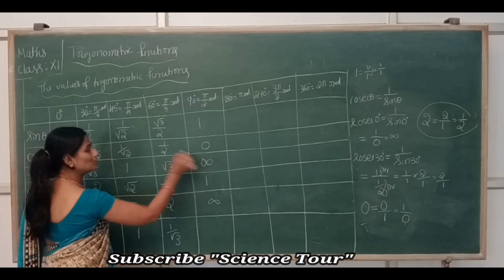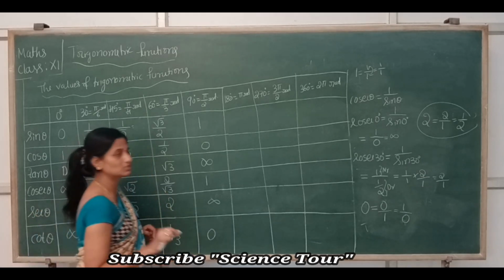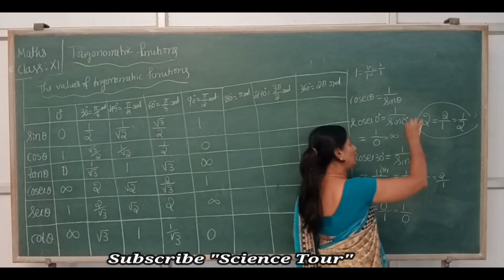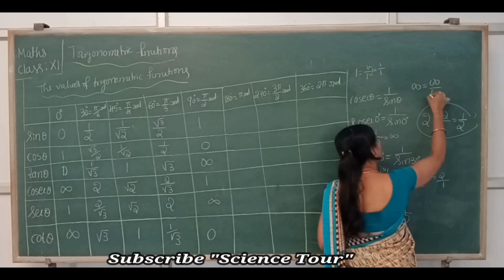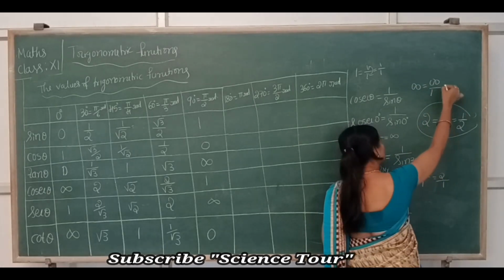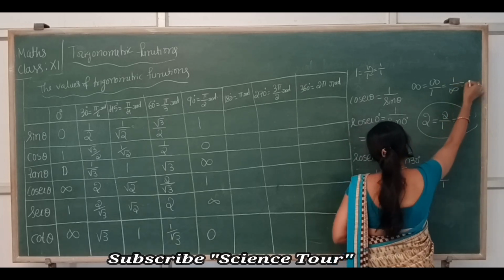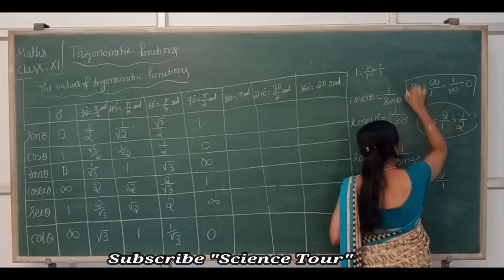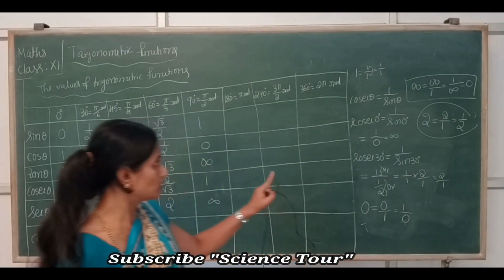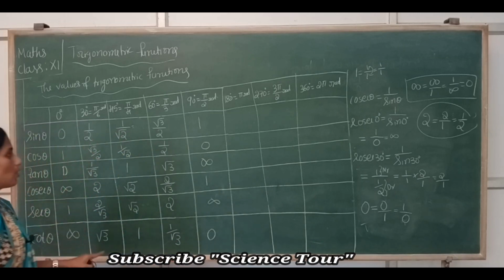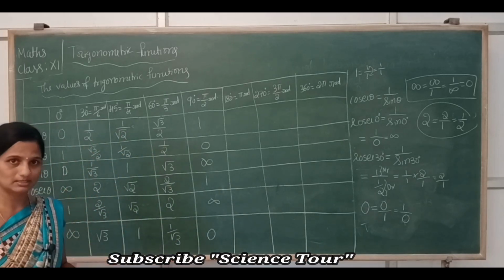Next, reciprocal of infinity is always 0. Remember this point. Infinity can be written as infinity divided by 1. So the reciprocal of this is 1 divided by infinity, and 1 divided by infinity is always equal to 0. So these are the values you already studied in a previous class, right?